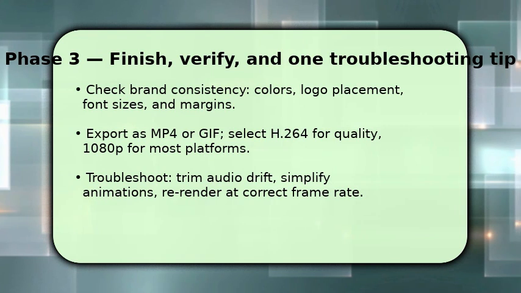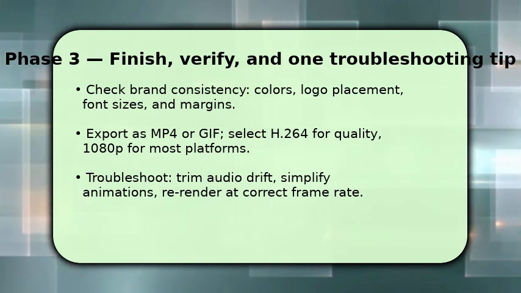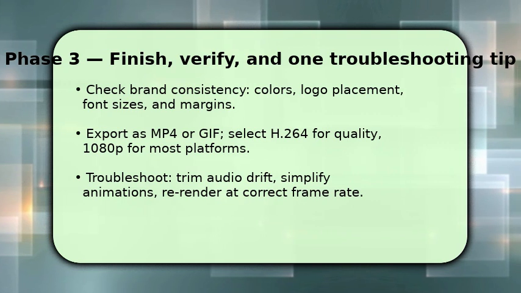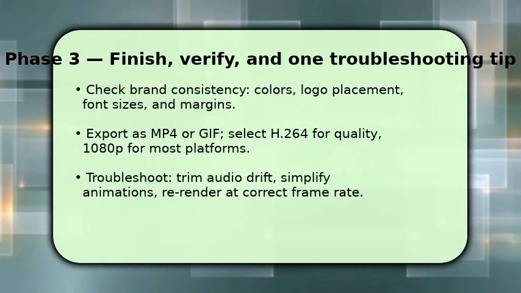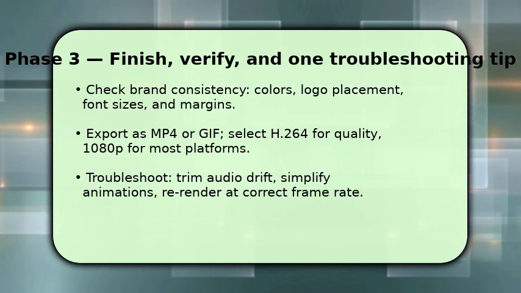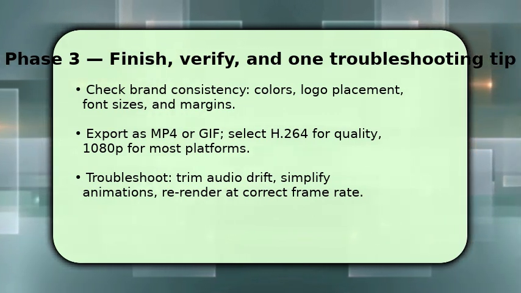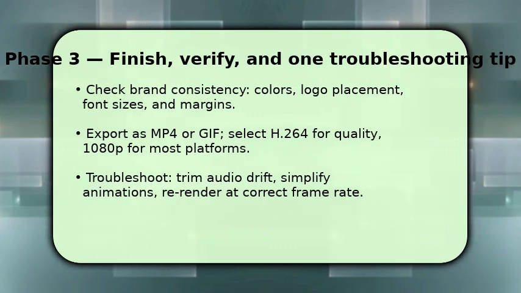rate, usually 30 FPS. If playback looks off, trim misplaced audio, simplify or remove complex animations, and re-render. If colors shift, toggle color profile or export a test clip. Make one final check on a phone and desktop before publishing.